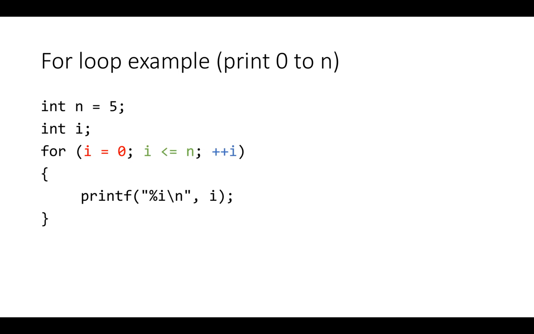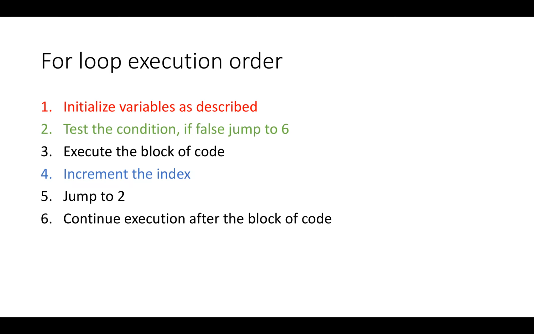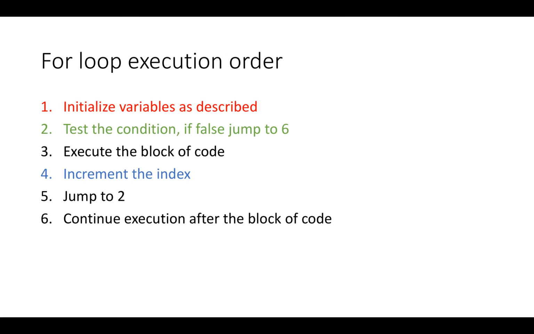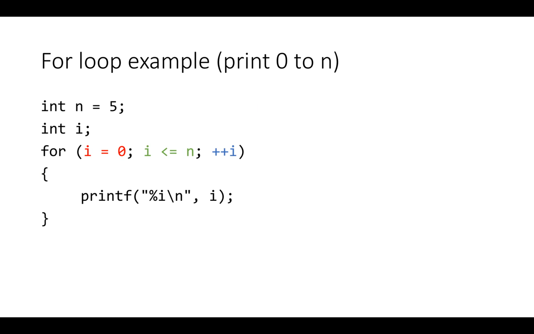Here's a for loop example. We declare two variables, n and i. At the beginning of the for loop, in red, we set the index i equal to 0, and then we say, while i is less than or equal to n, we're going to print it out and increment i. First step is initialize the variables, in red. Second step is the conditional, in green. Then we execute the printf. Then we increment the index. And then we continue on, testing the condition again.